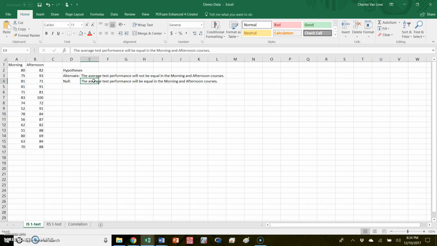Alternate and null, respectively. Now I could say something like students in the afternoon will score significantly higher in average exam scores than students in the morning. Now that would be a directional hypothesis. I'm saying the afternoon students will be above, so I'm looking for higher scores. Often in statistics, even when we have a directional hypothesis, we still will use a non-directional test. And the reason is that these tend to be more conservative.